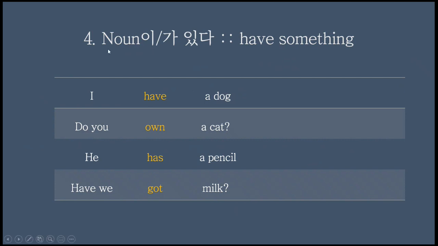Noun이 or noun가 있다. When you say you have something, someone has something, when you talk about possession, you have to choose this structure because it sounds much more natural to a native ear. 자, I have a dog.